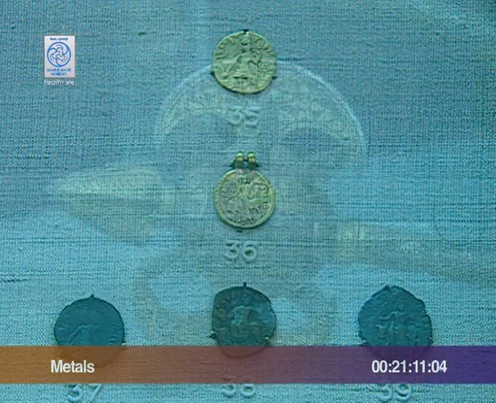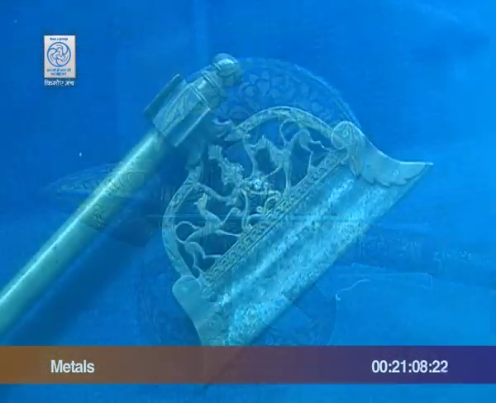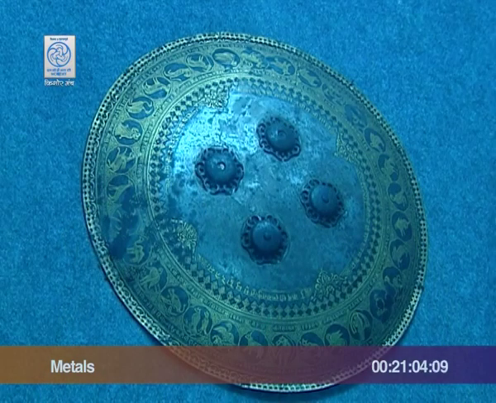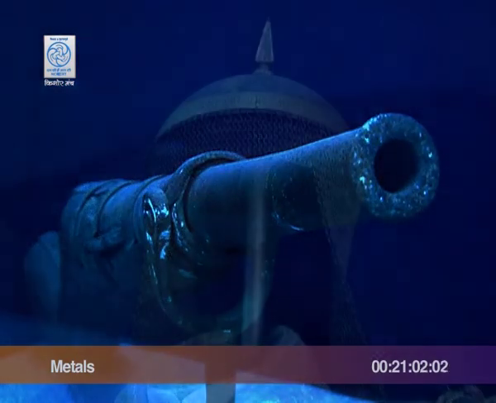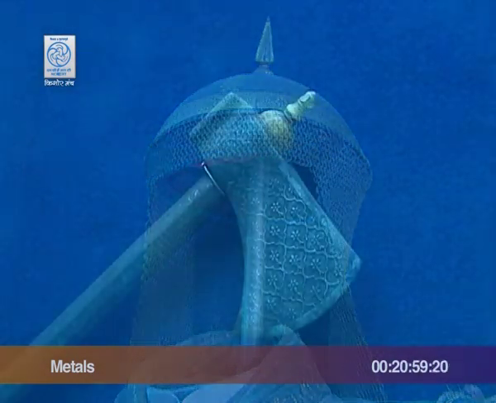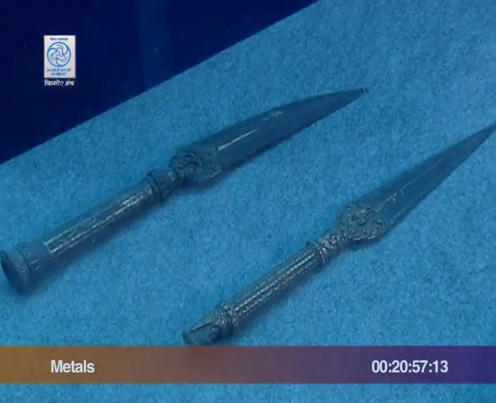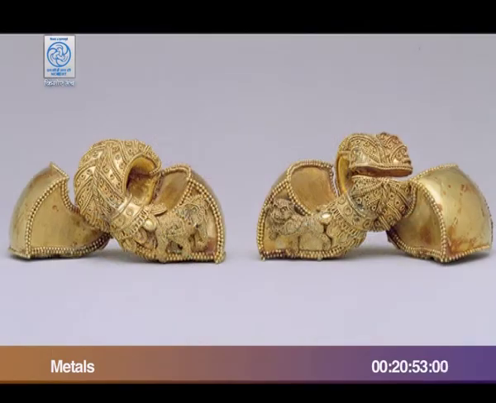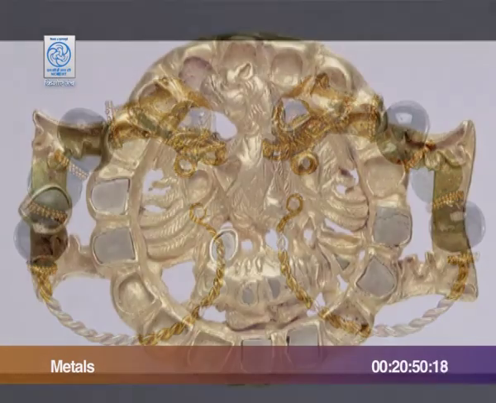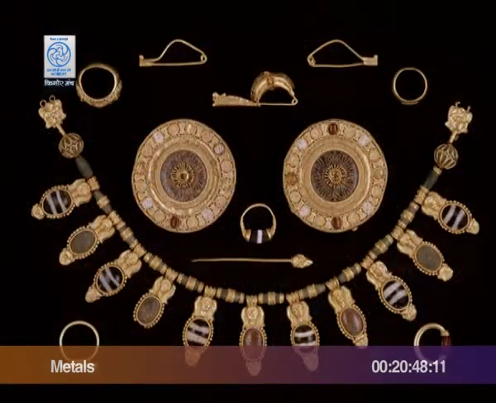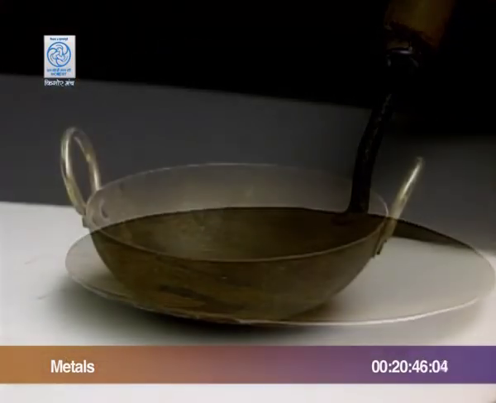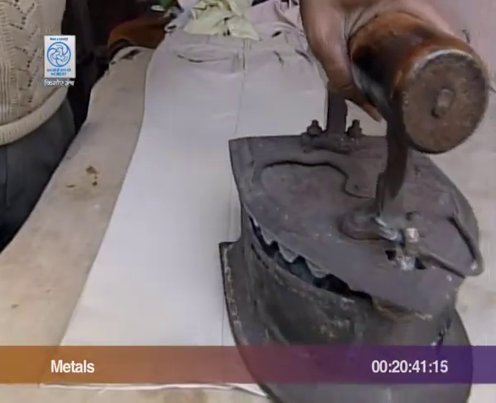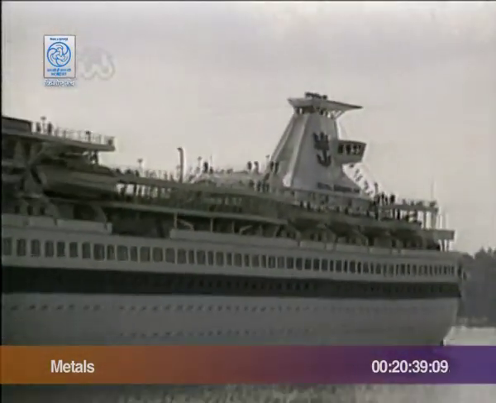From coins to weapons. Tools to ornaments. Metals have played an important role in everyday life from the earliest known times till today.